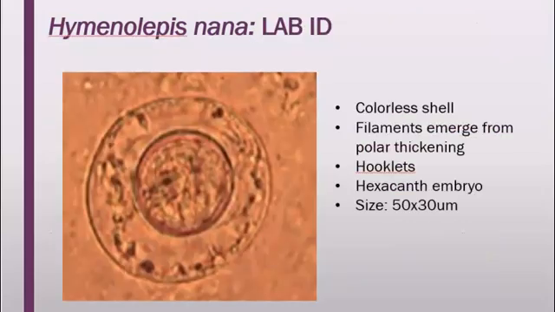So let's talk about what H. nana would look like under the microscope. You would have a colorless shell, so you shouldn't see any color. There would be filaments emerging from polar thickening. So this little stringy material would be your filament. You would have hooklets. These lines right here would be your hooklets. We're going to be able to see hooklets a little bit better in the next image. And this is known as a hexacanth embryo because of the 6 hooklets. The size would be 30 to 50 microns.